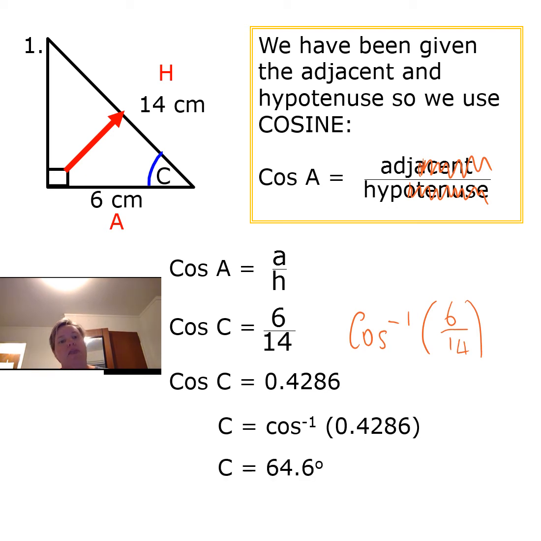There she is. That angle C is 64.6 degrees, and you'll notice that we're doing degrees to 1 decimal place. Okay, that's going to be your new standard. So whenever you see an angle or have to find an angle, you're going to do it to 1 decimal place. Got it? Let's move on to the next one.